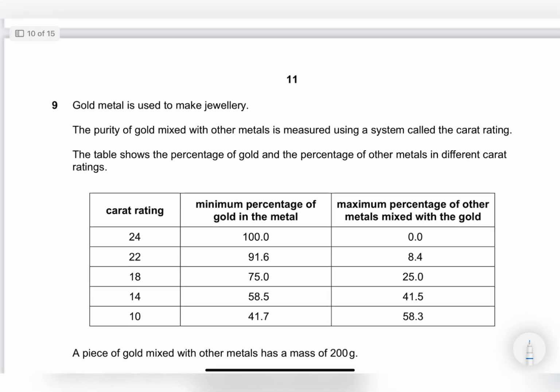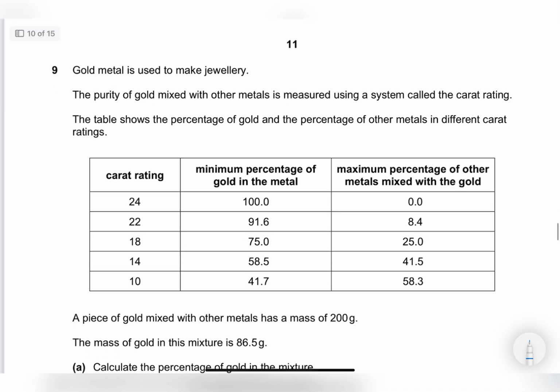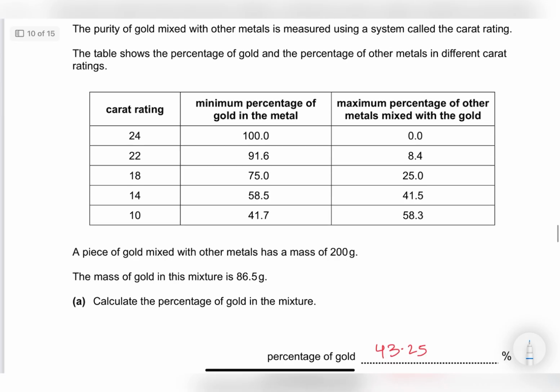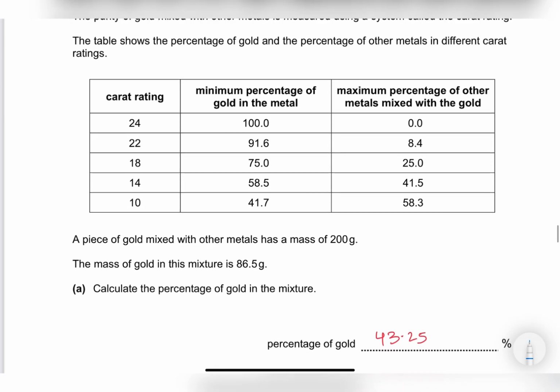Gold metal is used to make jewelry. The purity of gold mixed with other metal is measured using a system called carat rating. A piece of gold is mixed with other metal and has a mass of 200 grams. The mass of gold in this mixture is this much. How can we calculate the percentage of gold?